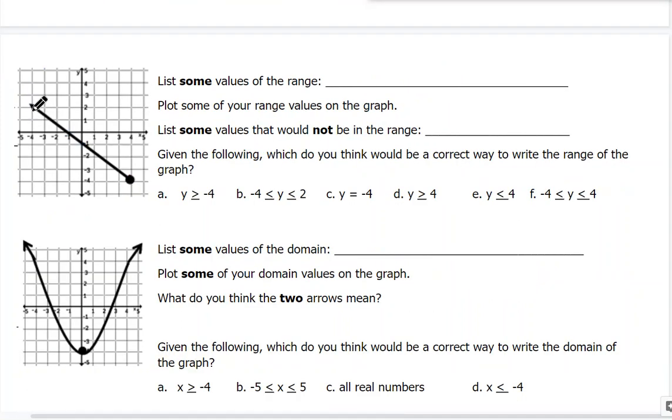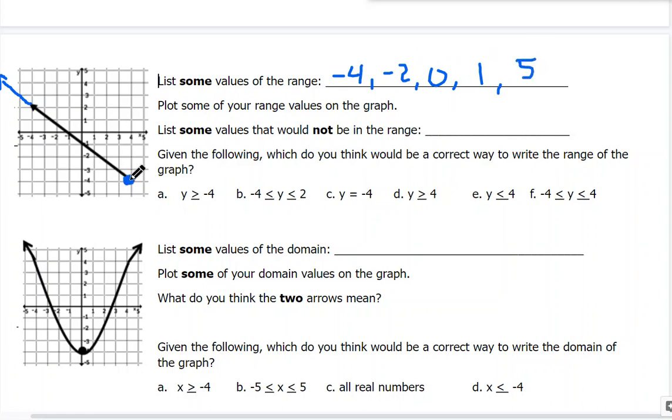All right, this is the same graph. Here's an arrow, so that means this line's going to keep going up. It's going to keep going up. All right, so what are some values of the range? Well, it can be any number that's bigger than this dot. This dot tells me it ends, and that dot is at -4. So it could be -4, it could be -2, it could be 0, it could be 1, right? It could be 5, right?